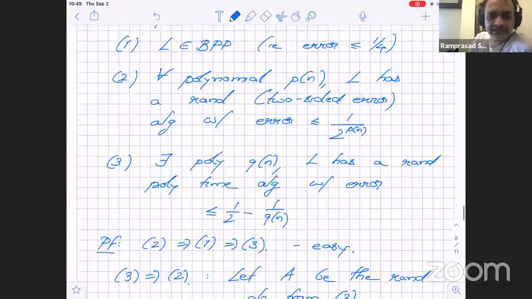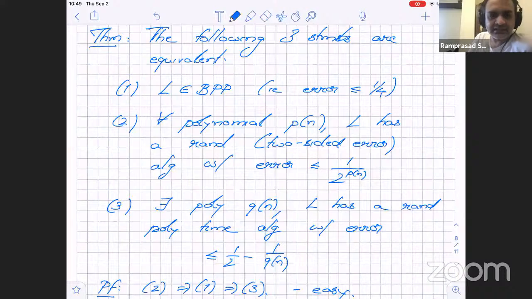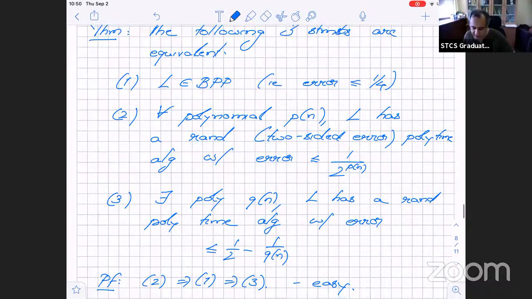So I think the word that's missing here is randomized polynomial time algorithm. Two-sided error, poly time. Yeah. So would this answer Abhishek's query? No, I still don't see the... So let's see how many.